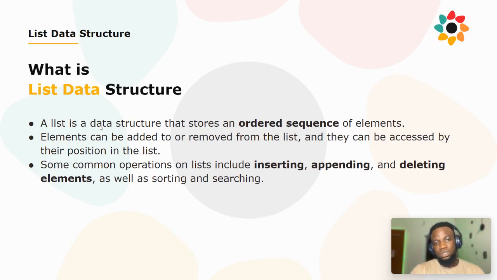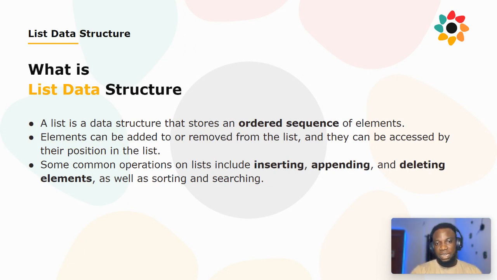So, what is a list data structure? A list data structure is a data structure that stores an ordered sequence of elements. Last class we discussed the array data structure, and you saw how you can add items in an array and retrieve those items from the array. The same thing is applicable here, because an array is a kind of list data structure, but we'll not go deep into that.